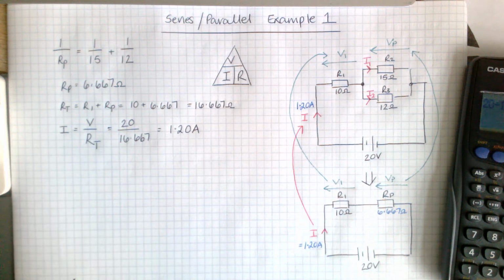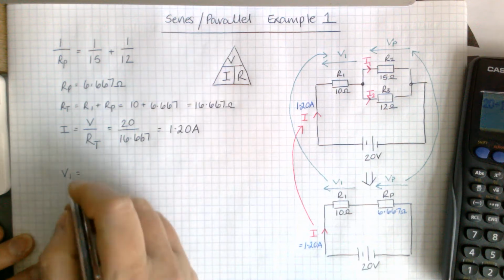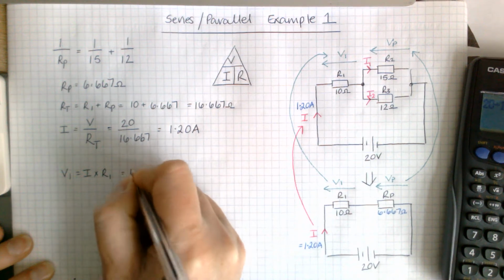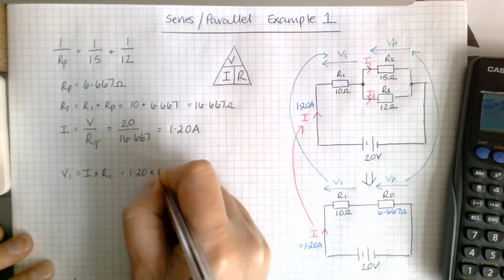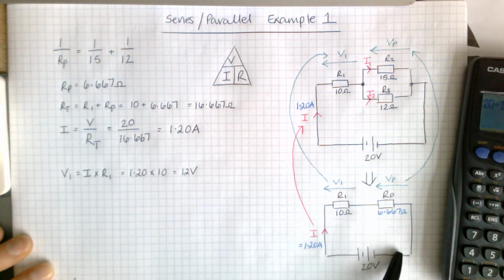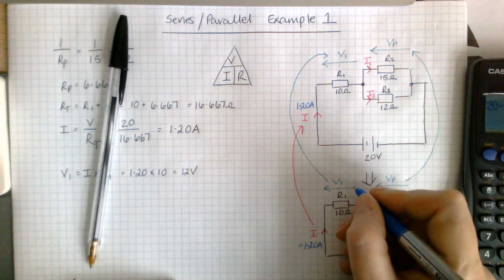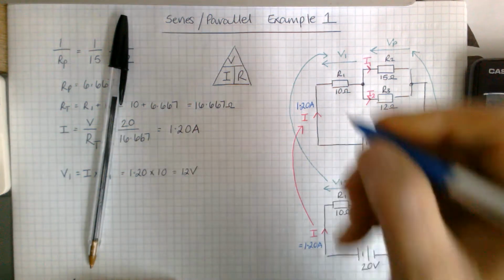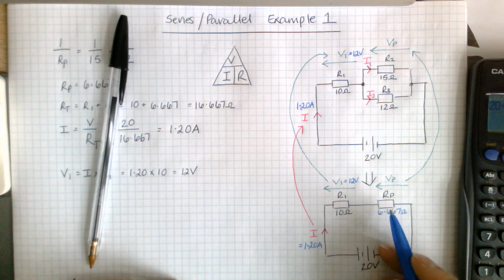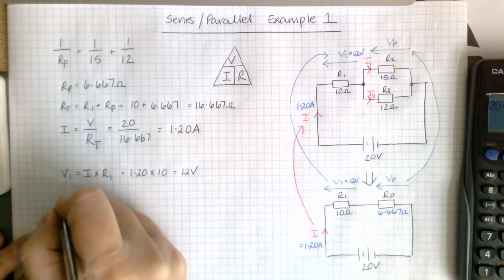Then to get V1, use my formula again. I times R1: 1.20 times 10 gets me 12 volts. Then thinking about this, if this is 12 volts here from our V1, which will be 12 volts here as well, then 12 out of that 20, you would think this one's going to be 8. So we'll just double check that, because 12 and 8 gives you 20.